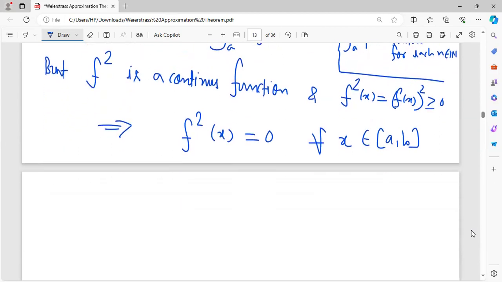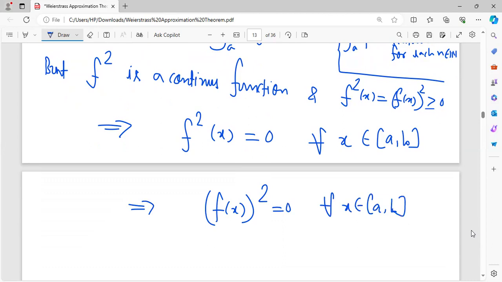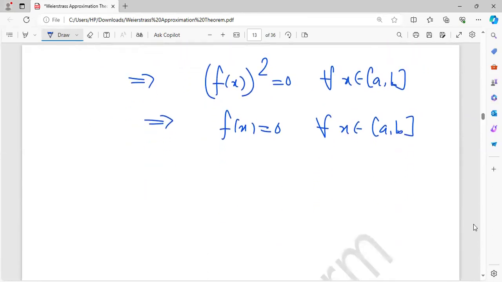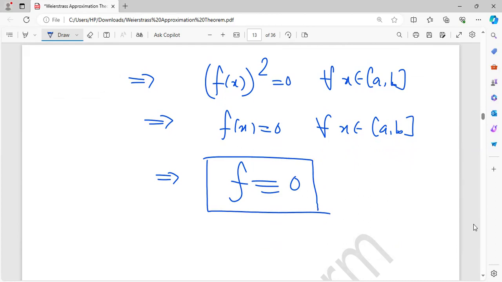So this implies f(x) square is 0 for all x belongs to a, b. By taking the square root, you get f(x) is equal to 0 for all x belongs to a, b. So what does it mean? If a function is 0 at each point, it means it's the 0 function. So f is the 0 function. So we have determined the function f, that is the 0 function. Okay. So this question is also done.